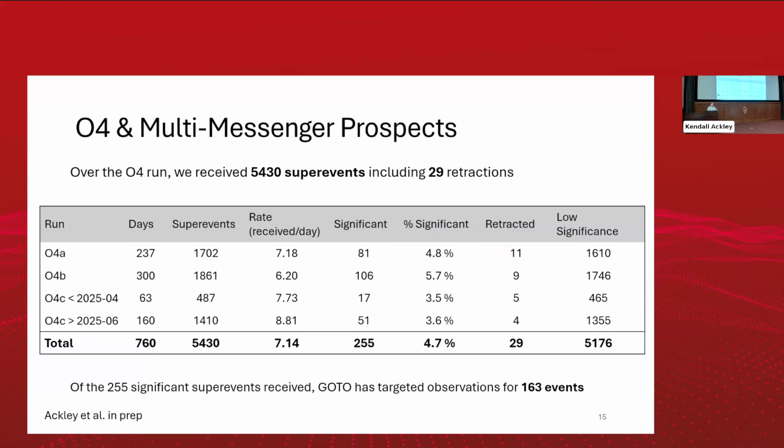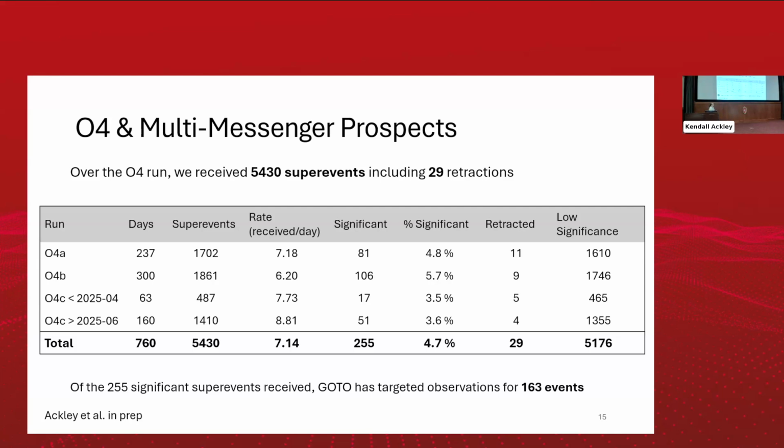Okay, and I just want to highlight, the main science goal for GOTO is gravitational wave follow-up. So I just wanted to highlight some of what we performed during O4 and how those latencies manifested themselves. So here are our O4 prospects. During the O4 run, we received and processed through our systems over 5,400 superevents. 29 of those were retracted.